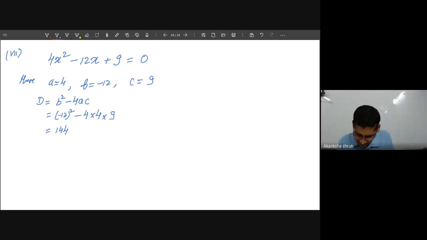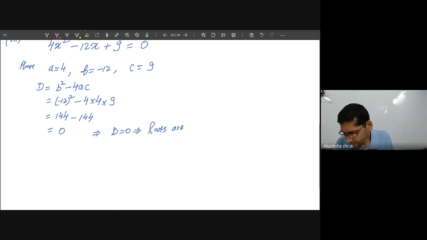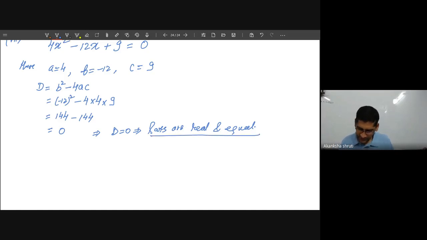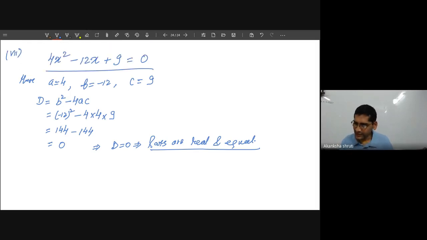It is also how much? The same, 144. What are we getting? It is 0. So when d is equal to 0, this implies roots are real and equal, or rational and equal. So this was the nature of roots. So equal roots, and the equation, whatever this equation is, is a perfect square, that we can also say.